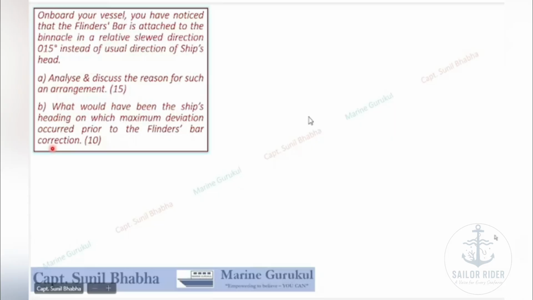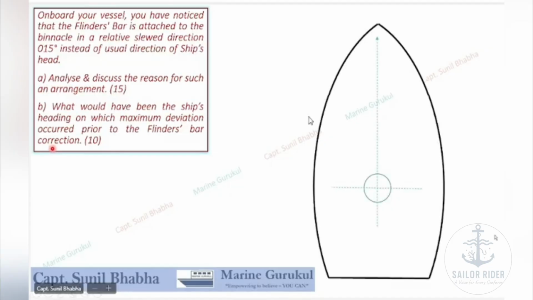So let us first try to understand the meaning of the question. Let's make a diagram of a ship. You can see a particular ship here. We have shown the binnacle. We have shown the fore and aft line. You can see this dotted line here, the fore and aft line. And we have also shown the Athwartship line here to have a sense of directions.